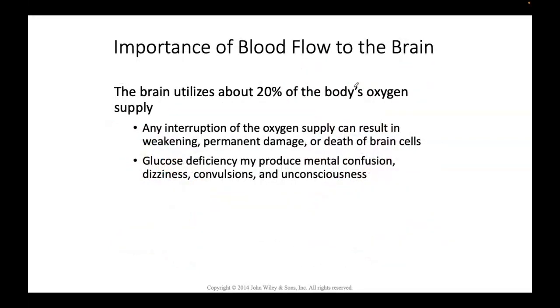The brain utilizes about 20% of the body's oxygen supply. And if there's any interruption of the blood flow or any interruption of oxygen, if it's temporary, we call it a transient ischemic attack, or if it's a big one, we call it a stroke, right? And that can result in permanent damage to the brain and death of the brain cells. If there's temporary loss of glucose, then that can result in some mental confusion, dizziness. People can go unconscious.